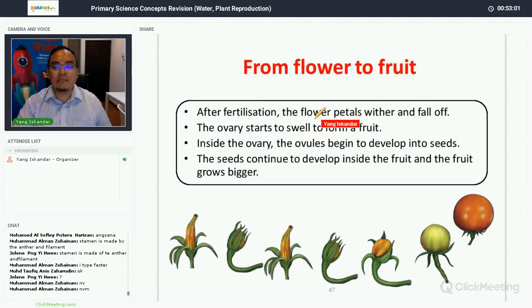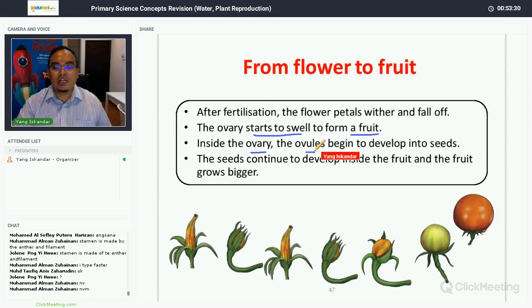So after fertilization, what happens? Okay, the flower petals wither and fall off. You can see here, the flowers and the petals will fall off. The ovary starts to swell. It starts to become bigger to form a fruit. So imagine the durian: from the ovary of the durian flower, it grows into such a massive and very majestic fruit.